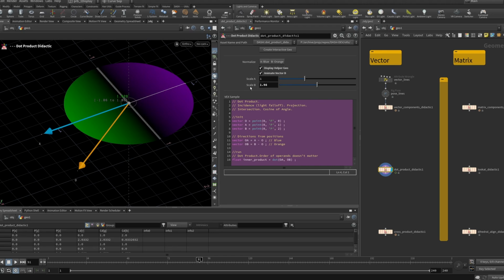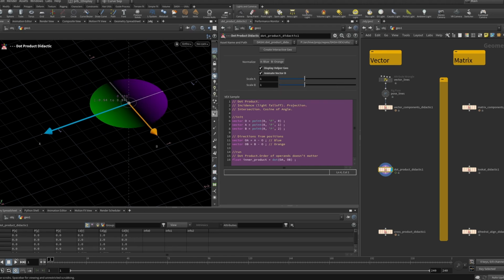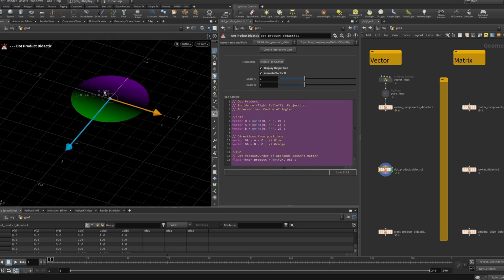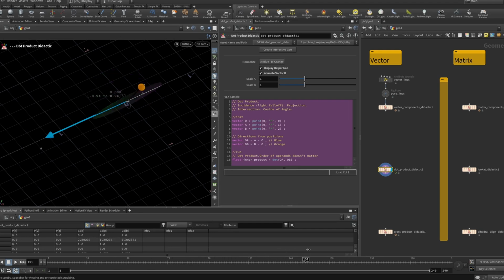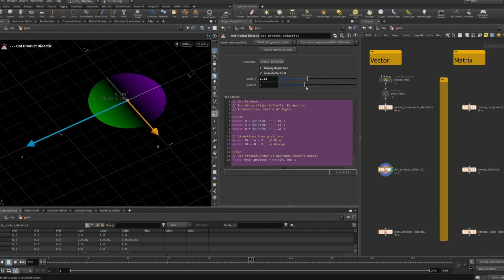The only time that this is not the case is when the vectors are at 90 degrees, because the dot product is 0. So regardless of the length, you can see here, as this vector at 90 degrees rotates about the other vector, it's always 0. It doesn't change. But also, if I change the length of each of them, it doesn't change anything, right? Because they are at 90 degrees. The dot product is 0, so the scale doesn't matter at all.